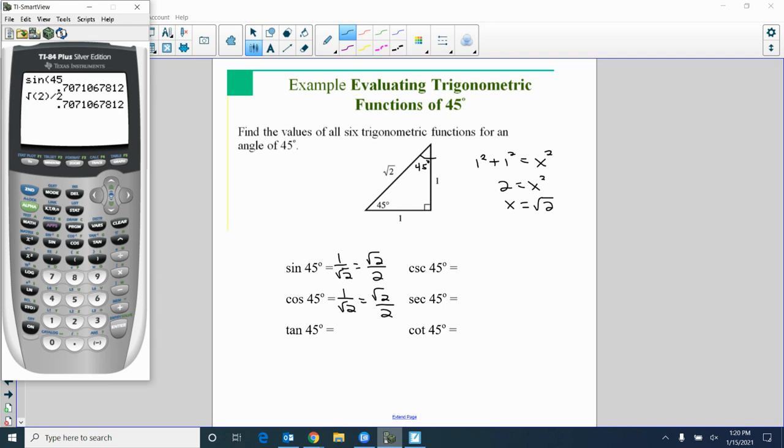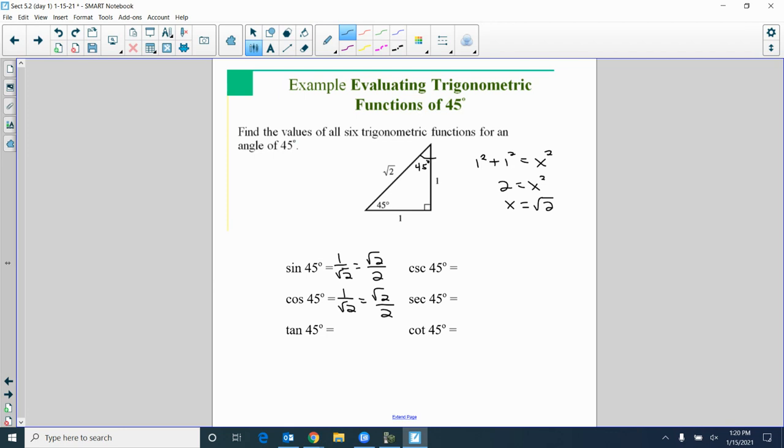Tangent of 45 is equal to 1 because you're taking what? 1 divided by 1. So that's 1. All right, cosecant of 45 will be square root of 2 over 1, which is just square root of 2. Secant of 45 will be square root of 2, and cotangent will be 1. Okay, for those. So those are your exact values for a 45-degree angle. All right, when you get that, flip it over.